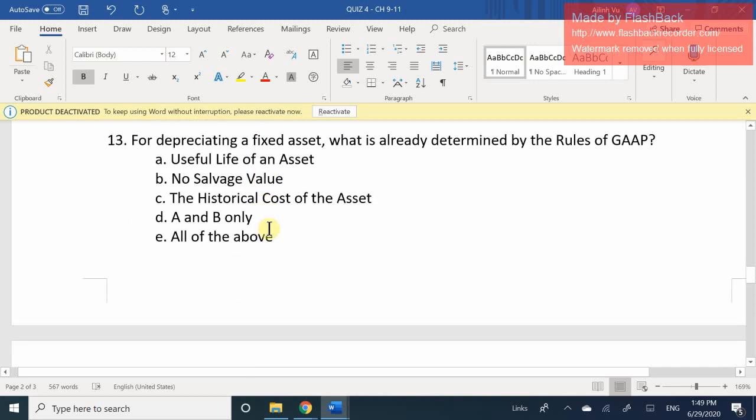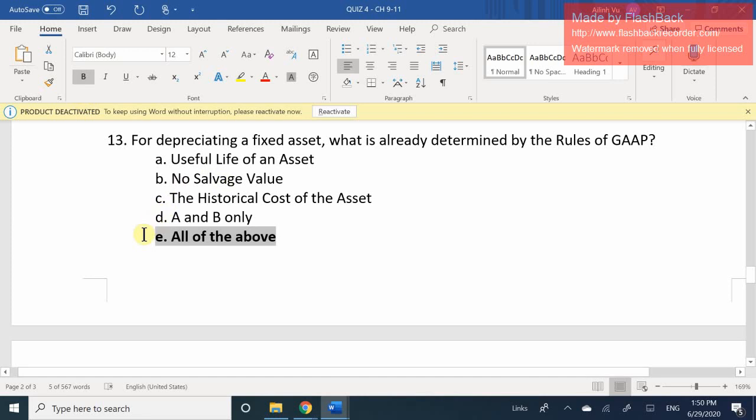All right, number 13. For depreciating a fixed asset, what is already determined by the rules of GAAP? Is it A, useful life, B, no salvage value, C, the historical cost of the asset, or D, A and B only, or is it E, all of the above? E, all of the above. Yes, that is correct. A lot of people missed this one. They thought it was only A and B.